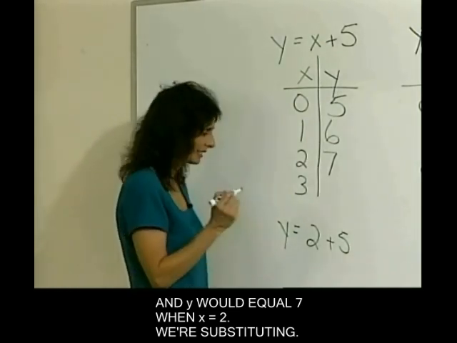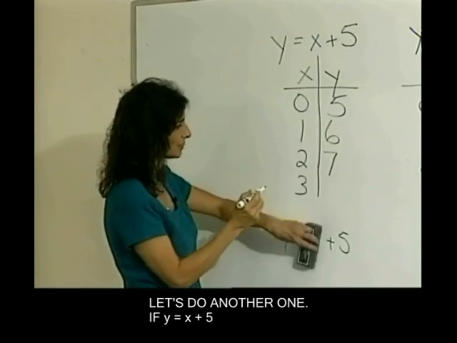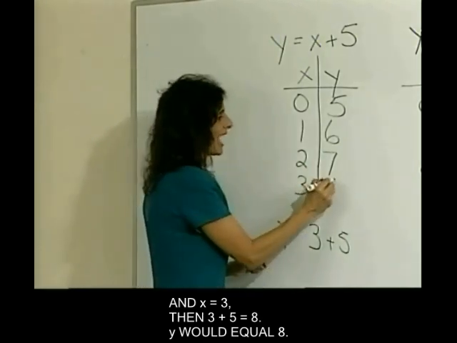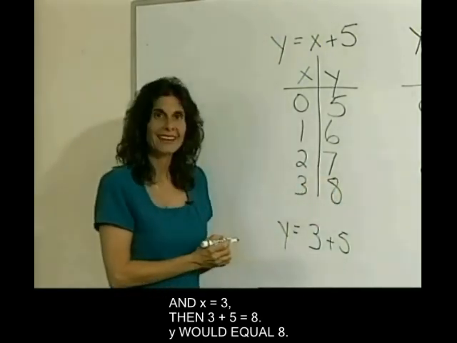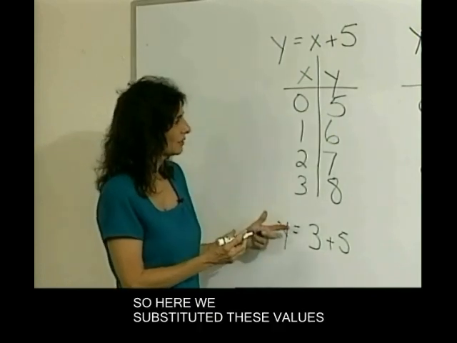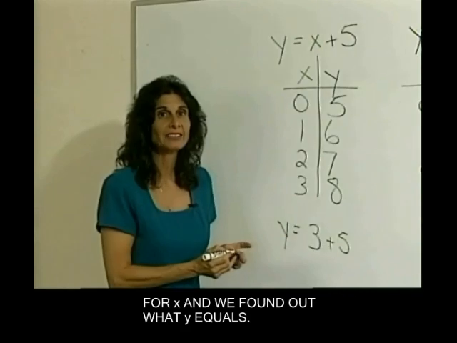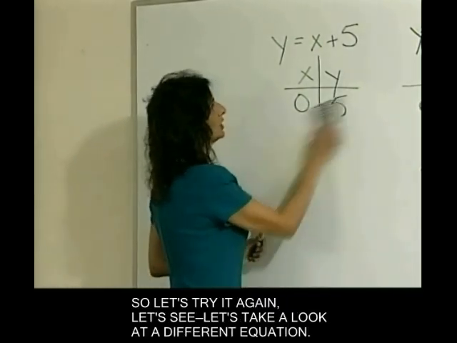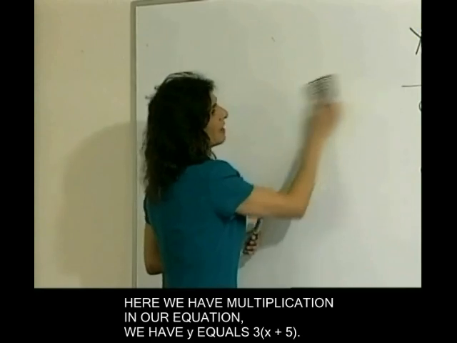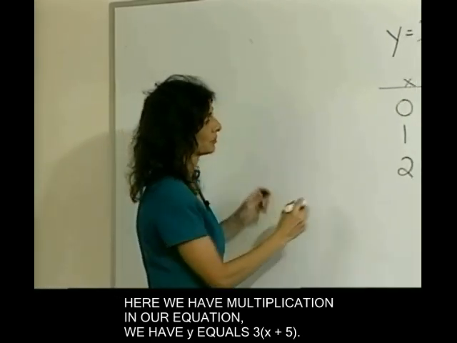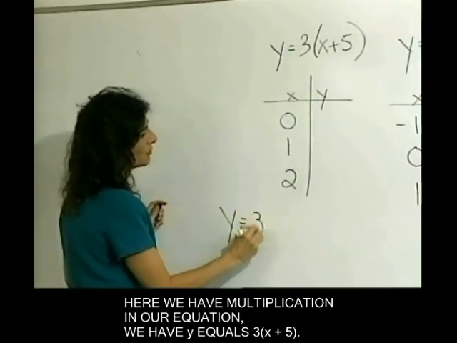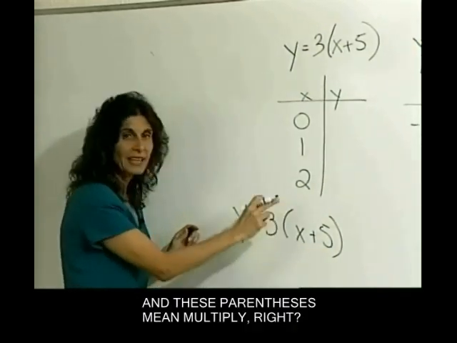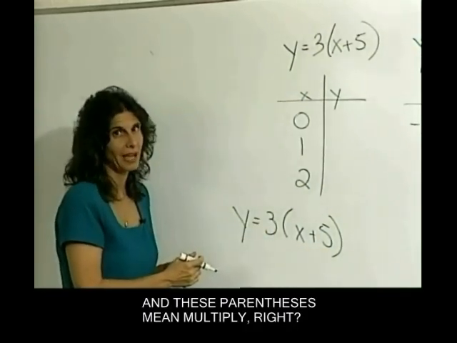We're substituting. Let's do another one. If y equals x plus 5 and x is 3, then 3 plus 5 is 8. Y would equal 8. So here we substituted these values for x, and we found out what y equals. So let's try it again. Let's take a look at a different equation. Here we have a multiplication in our equation. We have y equals 3 times x plus 5. These parentheses mean multiply, right?